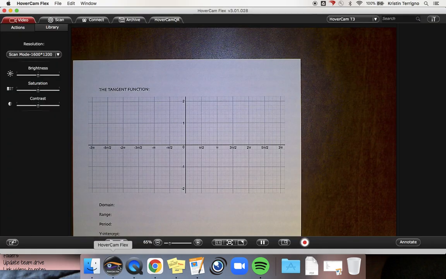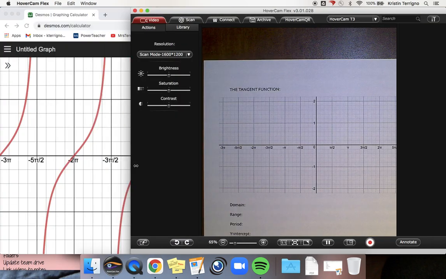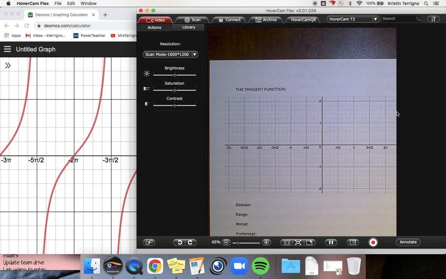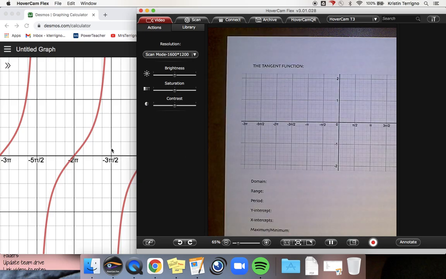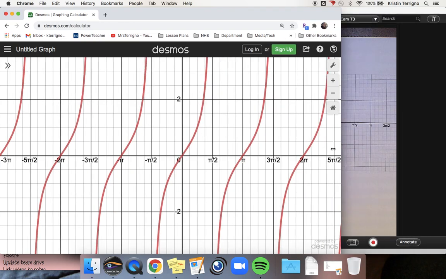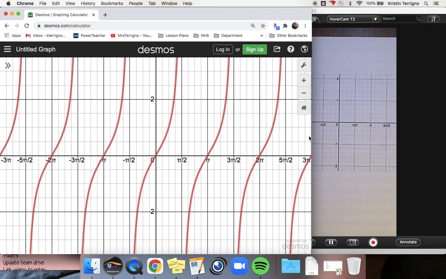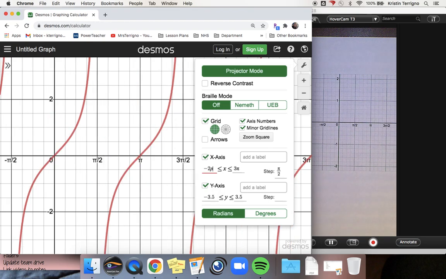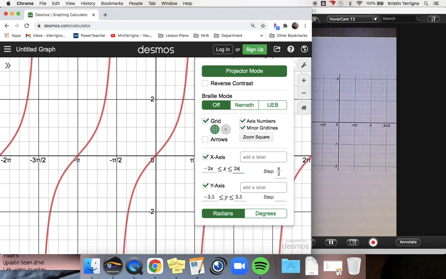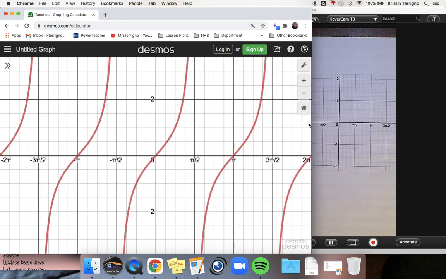So I think what I will do, be patient with me here a second, I'm going to try to split screen a little bit. I don't want to squeeze this too much. Maybe we will make this just go from negative 2 pi. Okay.